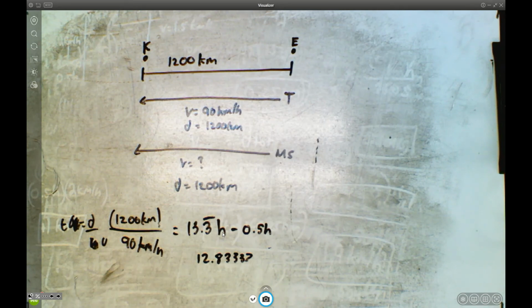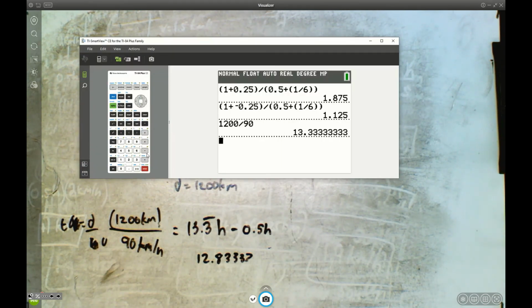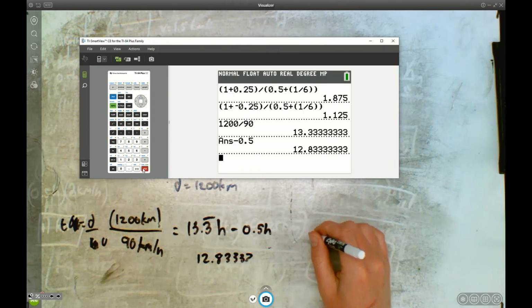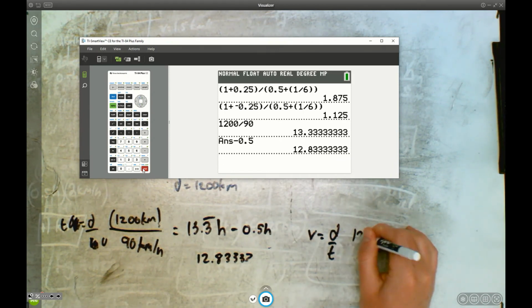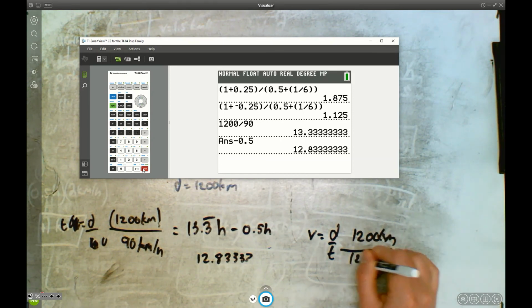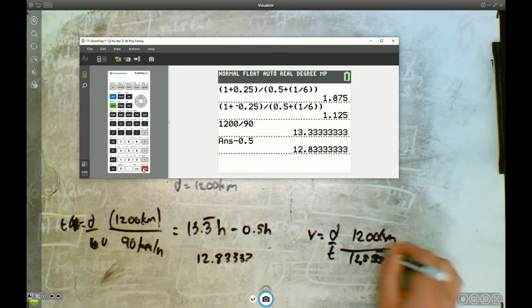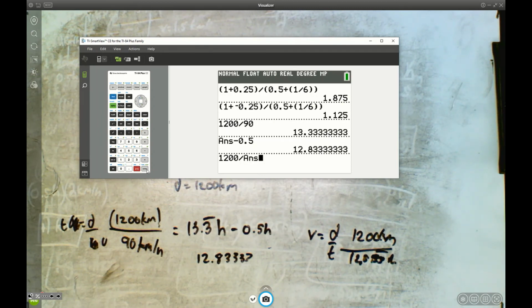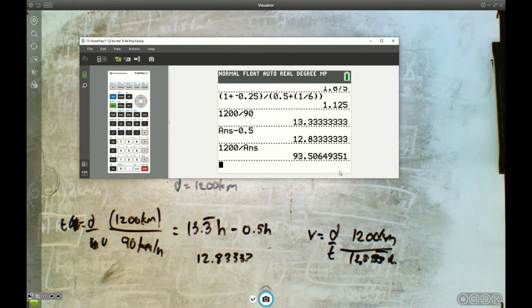So it'll end up being 2.83 repeated. So when we subtract half an hour from that, that's what we end up getting. And we know they still traveled the same amount of distance. So if we just go 1,200 kilometers divided by this 12.83 repeated hours, I just have to go 1,200 divided by that, and that's how fast they're going. So they ended up going 93.5, but we just have 2 sig digs, so it's going to be 94 kilometers per hour.